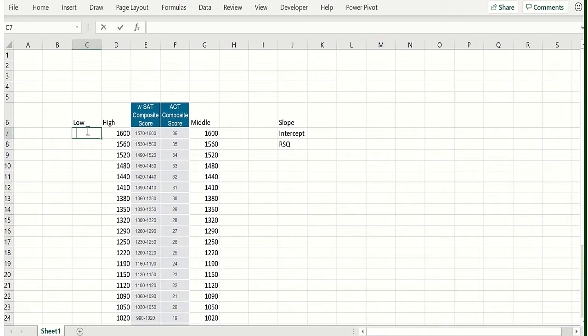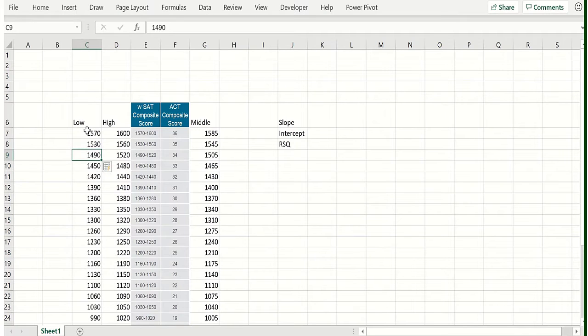Okay. So 1570, 1530, 1490. Let's see if it's got it yet. Control E. I don't think it does. Oh, it does. Okay, so now we've got these, and now we average these. So basically, this is our x value to predict y.